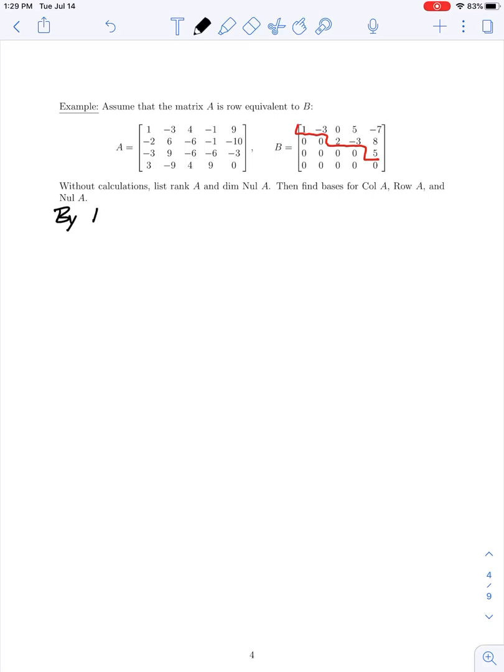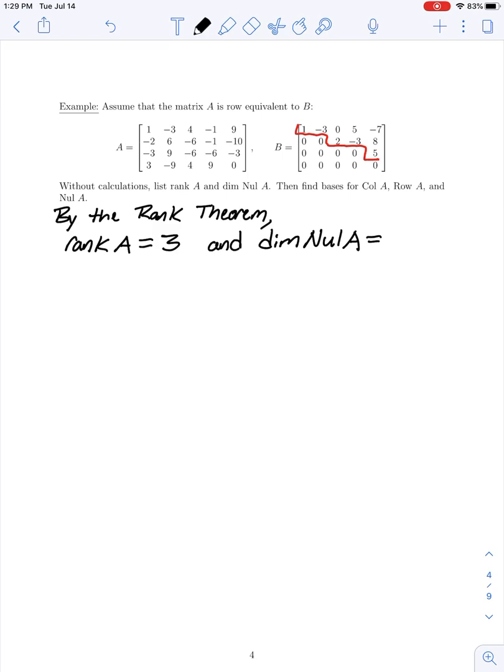So by the rank theorem, we know that the rank of the matrix A is the number of pivot columns, which we've seen here to be 3. And the nullity of our matrix, or the dimension of the null space of A, is equal to the number of non-pivot columns, which were 2 here. Since we had a total of 5 columns, we know the sum of these 2 values must be 5. We can see that is true here.